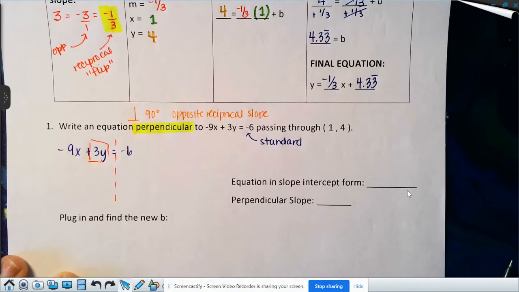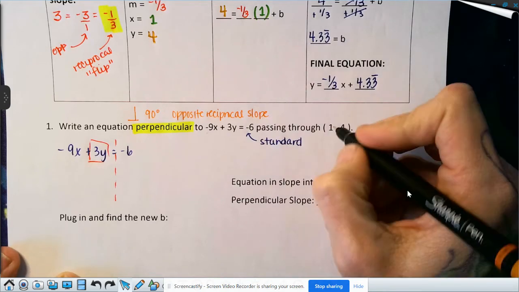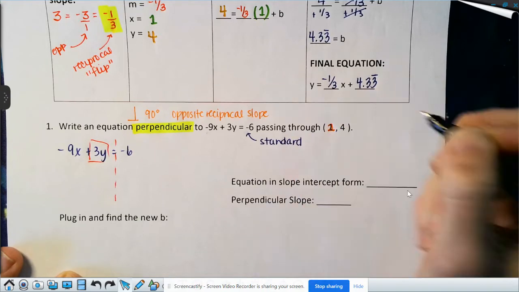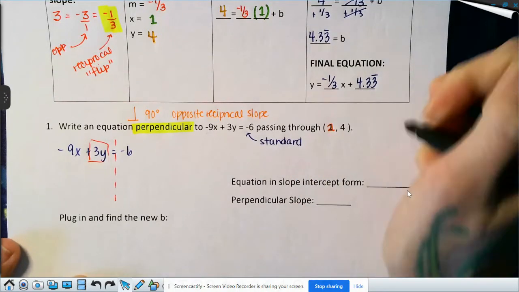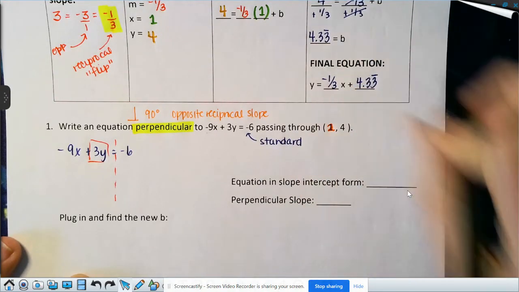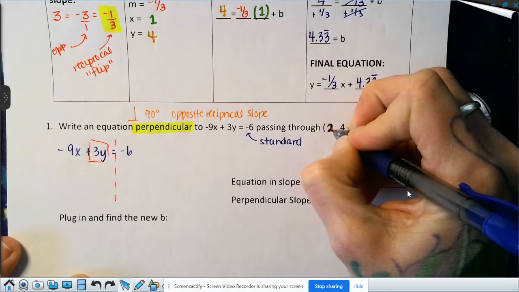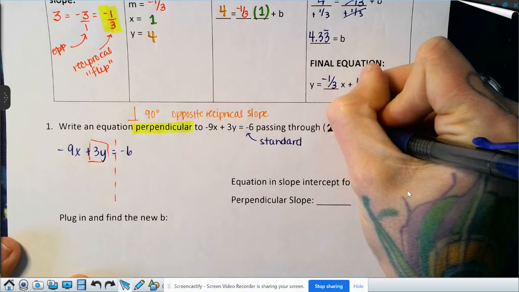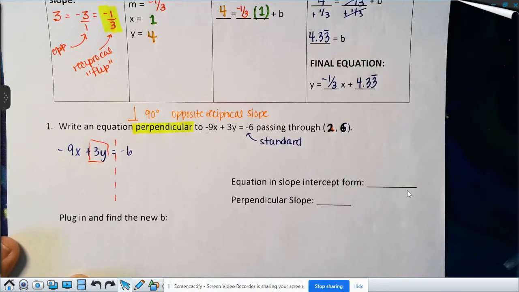Oh, it's the same problem as the one before. Let's change it. Let's have it passing through a different point. Let's do 2, and how about, see if I can make them look better, 2 and 6 instead of 1 and 4. All right, we might end up with some messy stuff, but that's okay.